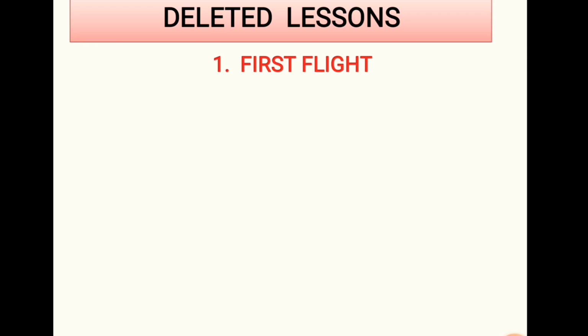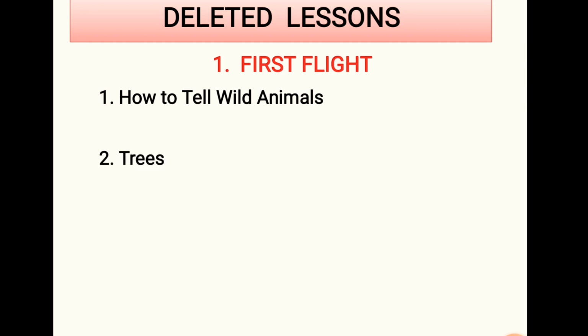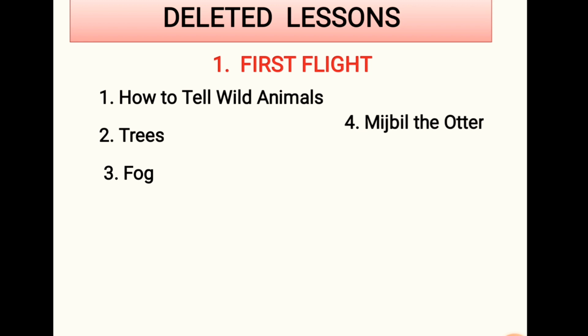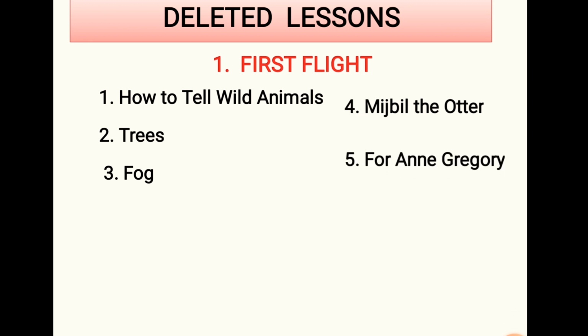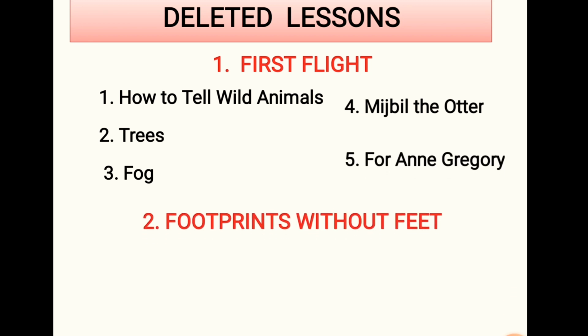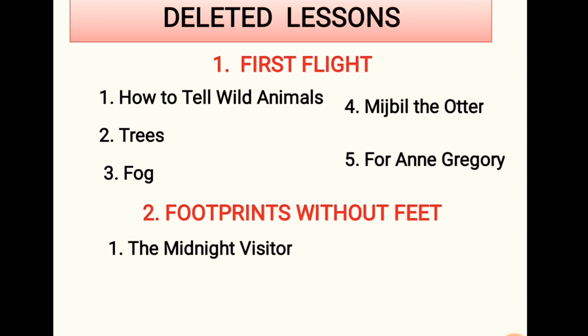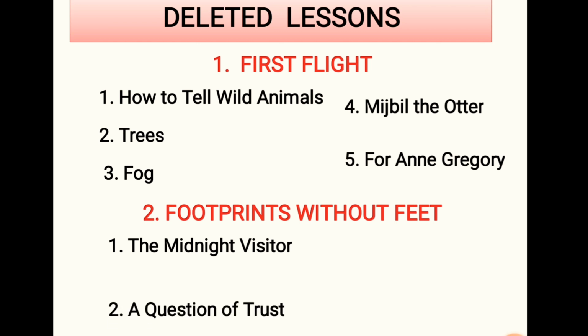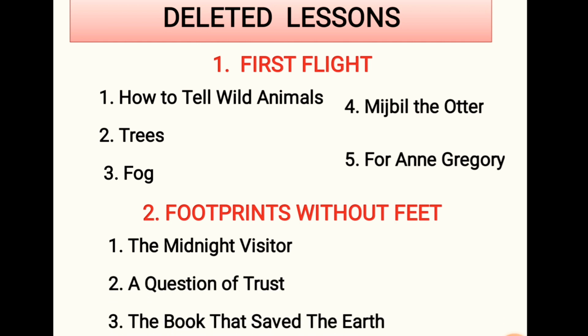Okay, so here we come to an end of the presentation. Before I conclude, let's look at the deleted lessons for the year 2020-21. From First Flight, How to Tell Wild Animals, The Trees, Fog, Mijbil the Otter, For Anne Gregory. From Footprints Without Feet, we have the deleted lessons: The Midnight Visitor, A Question of Trust, The Book That Saved the Earth.